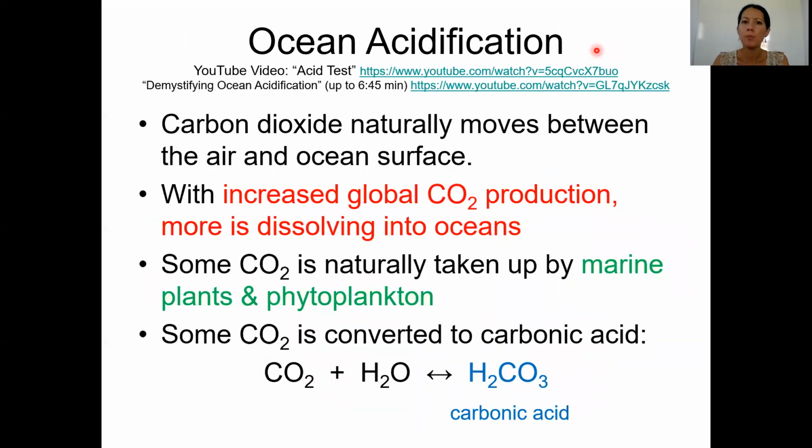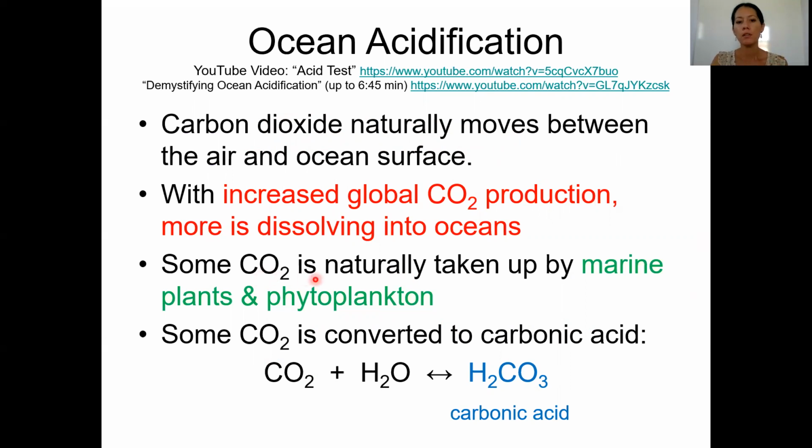I wanted to take this opportunity to talk about ocean acidification because it's relevant to what we study. I have a picture on the next slide, but basically there's an increase in global CO2 production. This is just because of the burning of fossil fuels. And the problem with that is that more of it is at the ocean surface, and carbon dioxide naturally moves between the air and the ocean, but with a huge increase of carbon dioxide, that increases the amount that'll go and dissolve into the ocean.